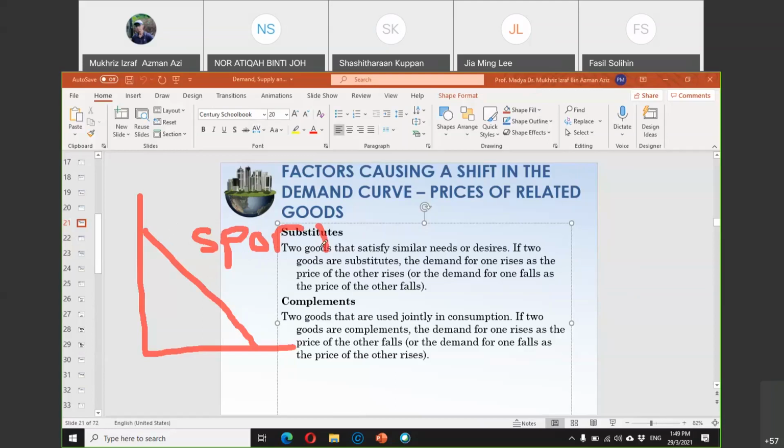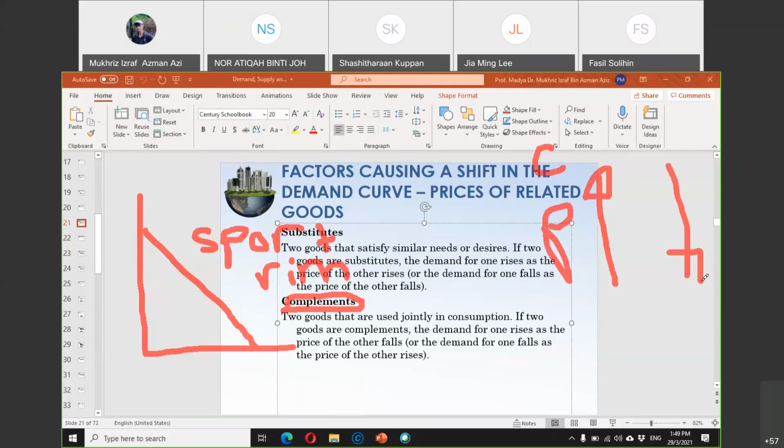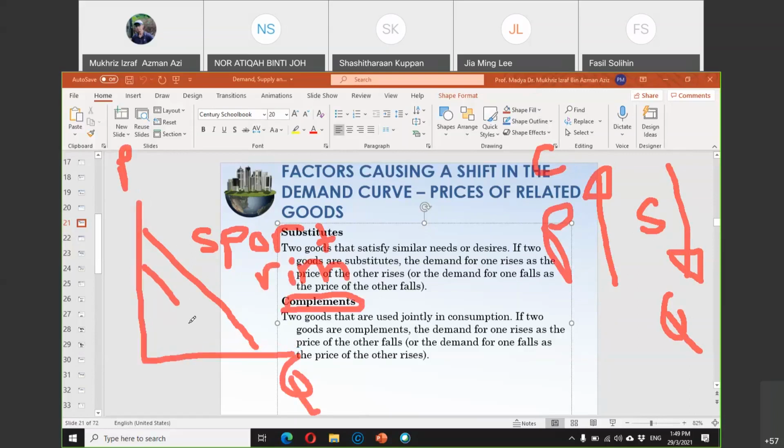So if you're talking about complements just now, the price of cars goes up, so the effect is that the demand for sport rims will go down. We are looking at the demand of sport rims. This is P, this is Q. So the demand will shift to the left. Why to the left? Because when the price of cars goes up, people buy fewer cars, and the effect is on the demand for sport rims.